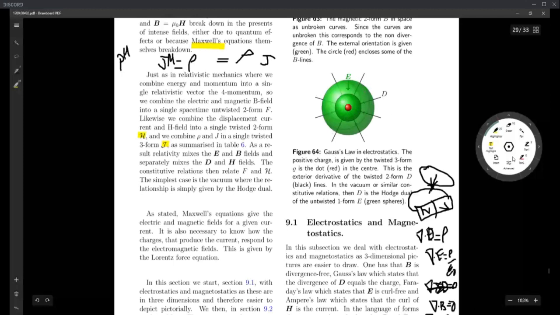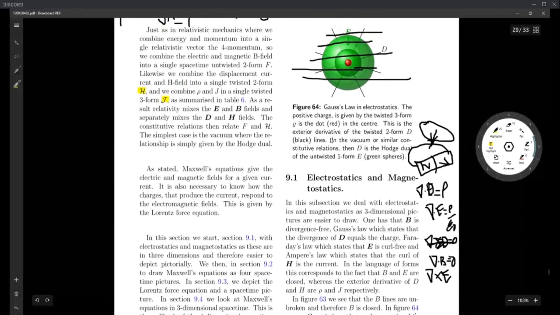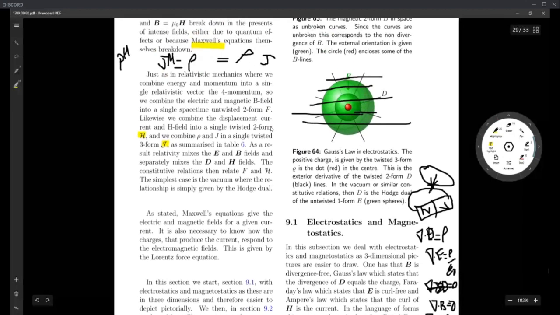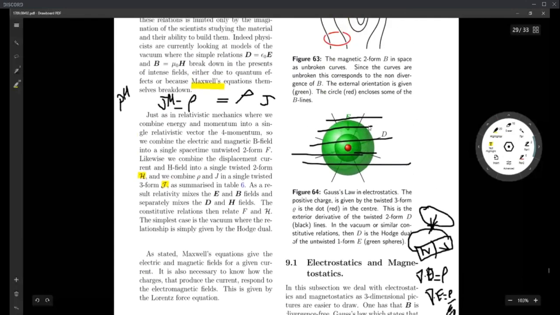Twisted two form, as in, a more visual sense. Again, whenever I say two forms or one forms, think grid lines, really weird grid lines that can be spaced out or closely spaced. And in a vacuum or similar constructions, you have a correspondence between the D and E. So D is basically the Hodge dual: these field lines are the Hodge dual of the rho that is causing them. So you have two different pictures for just one electrostatic situation.